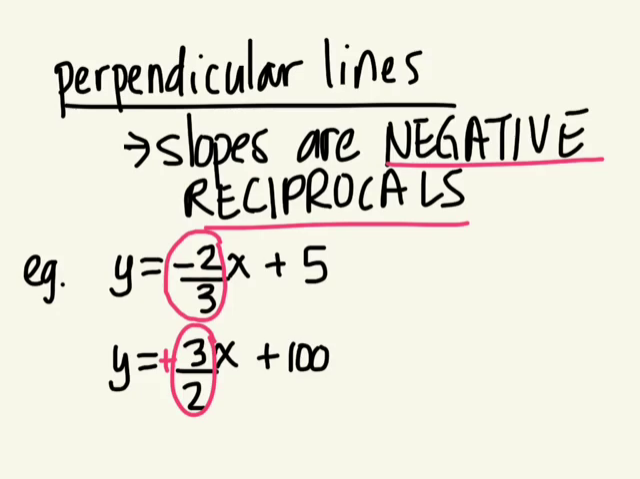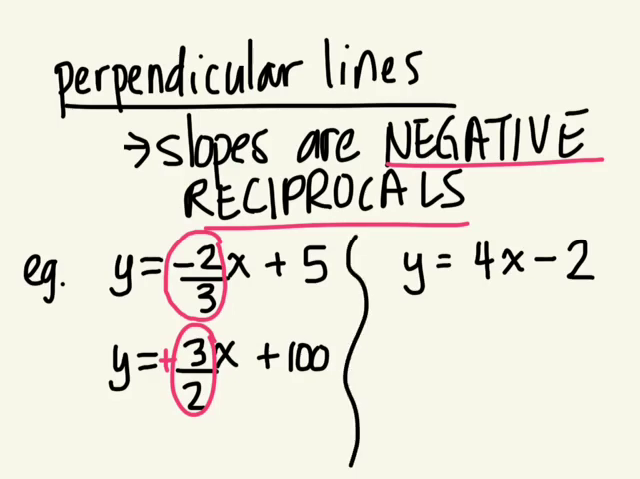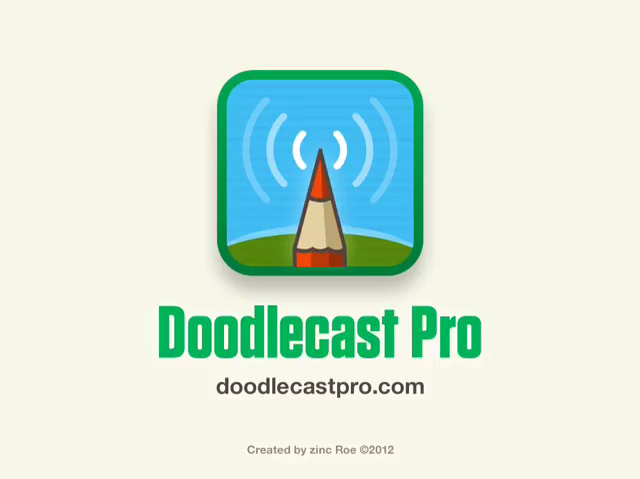What if it was y equals 4x minus 2? What would be a perpendicular line? A line that's perpendicular to this. If this slope is positive, a perpendicular line has to be negative. What's the reciprocal of 4? 1 over 4. Excellent. Because this can be written as 4 over 1. So negative 1 over 4x plus 5, whatever. Okay?